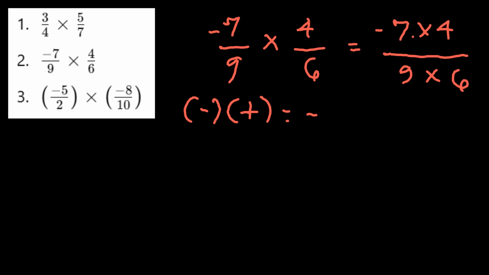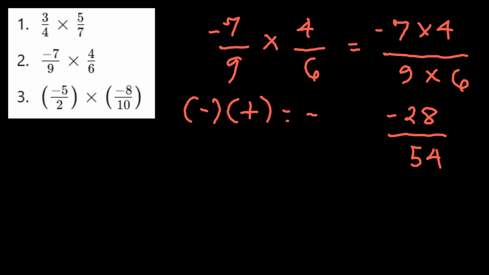So what is negative 7 times 4? That would be negative 28. Over what is 9 times 6? Repeat, negative 7 times 4 is negative 28, and 9 times 6, our denominator, would be 54. Now, let us figure out if 28 and 54, I said 28 because I already disregarded the sign, since we're about to get the greatest common factor between the numerator and the denominator.